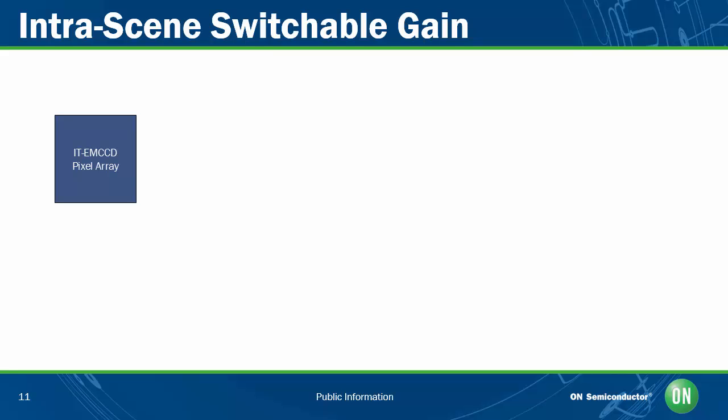The way it works is through what we call an Intra-Scene switchable gain, which is the technology that allows the charge from individual pixels to be sent to either the standard CCD output or the electron multiplied output at a pixel by pixel level. It works like this.